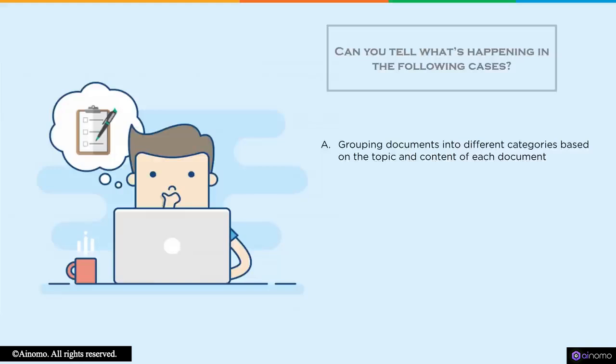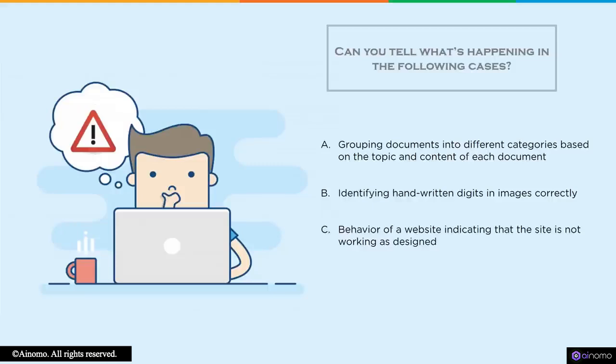The first one is grouping documents into different categories based on the topic and content of each document. Very big these days. You have legal documents, maybe sports documents, maybe you're analyzing newspaper postings. But certainly having that automated is a huge thing in today's world. B, identifying handwritten digits in images correctly. So we want to know whether they're writing an A or capital A, B, C. What are they writing out in their handwriting?